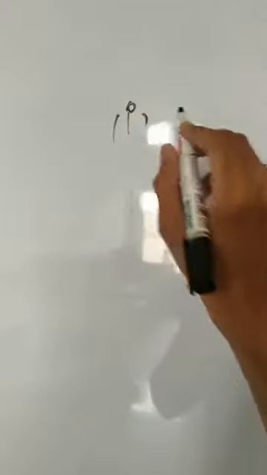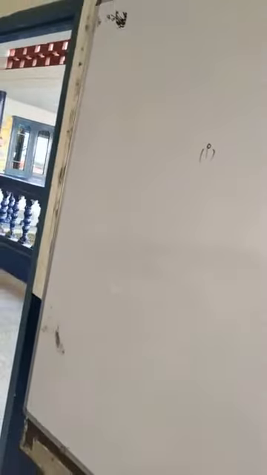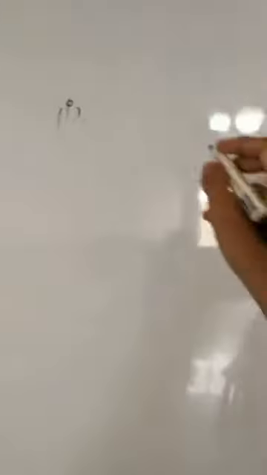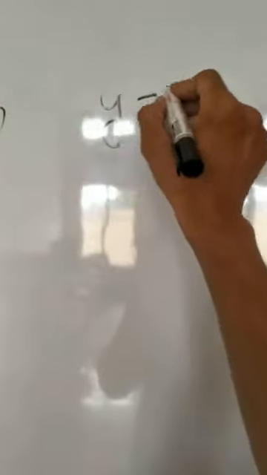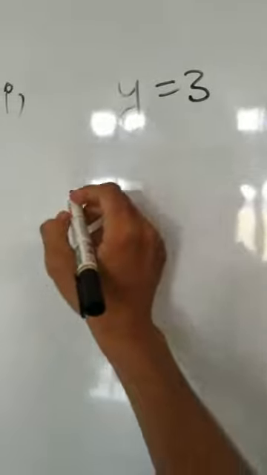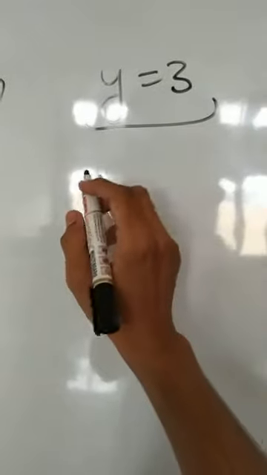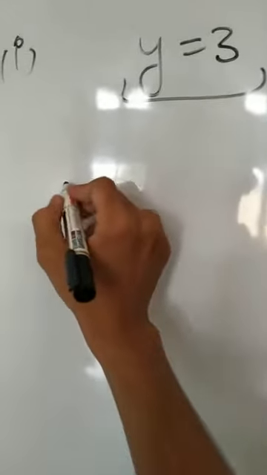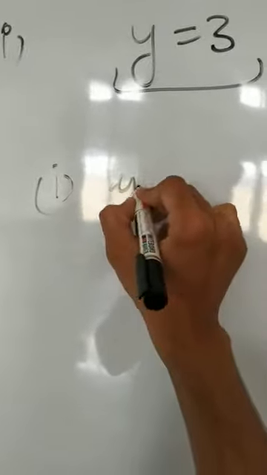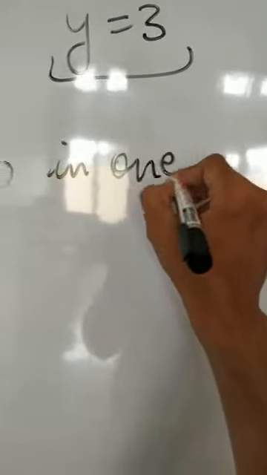Today we discuss exercise 4.4. The first sum of exercise 4.4 is: give the geometrical representation of y = 3 as an equation. y = 3. We give the geometrical representation. First is in one variable.